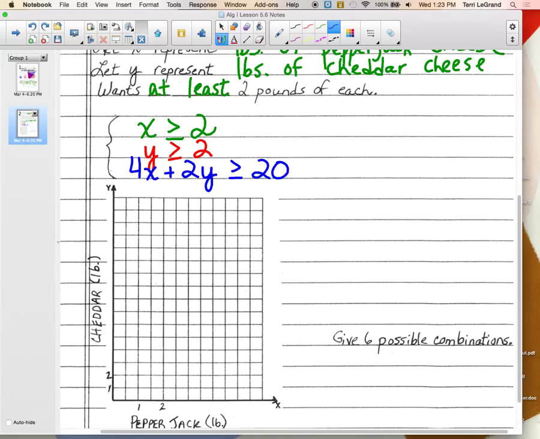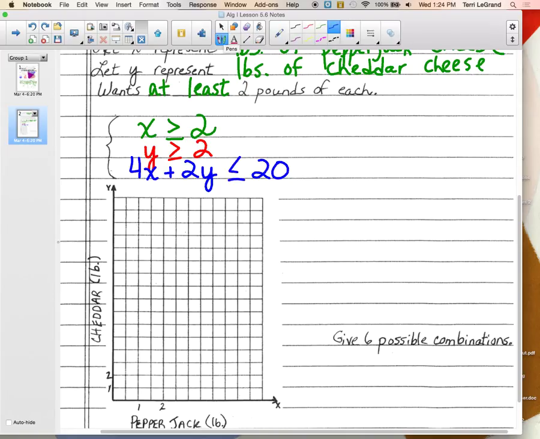Riley, what's the problem? It should be 4x plus 2y is less than or equal to 20. Convince Blaine why. Because in the problem it says she wants to spend at most $20. At most. Here she'd be spending at least $20, wouldn't she? Okay, Blaine, can we convince you to change it? We're going to change that to less than or equal to.